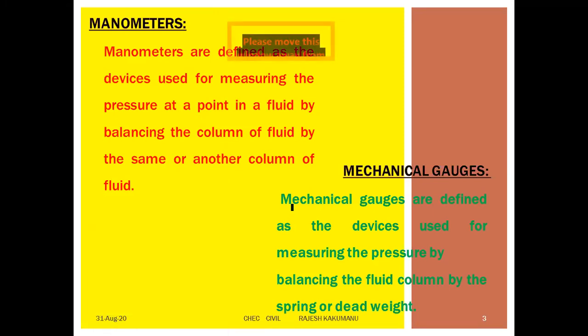Next, what is the second one? Mechanical gauges. These mechanical gauges are nothing but pressure gauges also. These are the gauges which are defined as devices used for measuring the pressure at a point in a fluid by balancing the fluid column by a spring or dead weight.